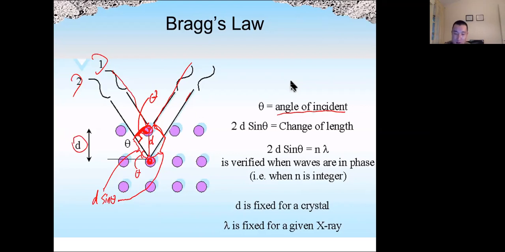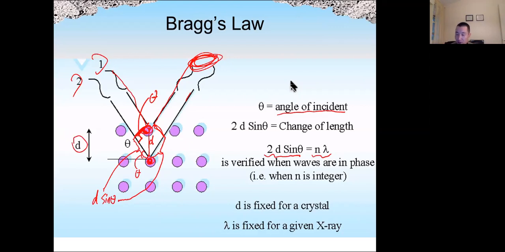So the total distance wave 2 traveled is 2D sine theta longer than wave 1. In this position, if 2D sine theta is equal to n lambda, where lambda is the wavelength of the wave and n is any integer, then these two waves are in phase, because the amplitudes will be added together. So the intensity will be higher.